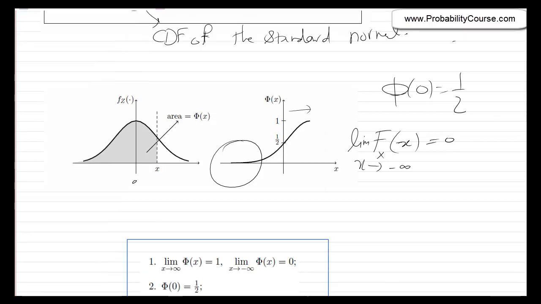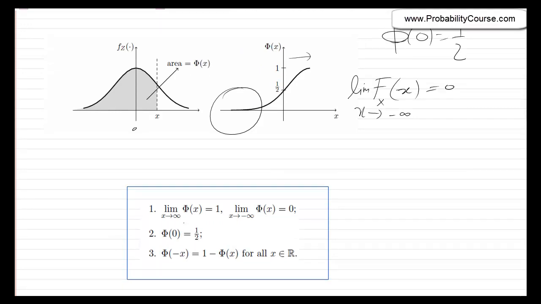So we are summarizing these properties here. The limit as x goes to infinity is 1. The limit as x goes to minus infinity is 0. Φ(0) is 1/2. And the last one, we want to show that Φ(-x) is equal to 1 minus Φ(x). Why is it true?